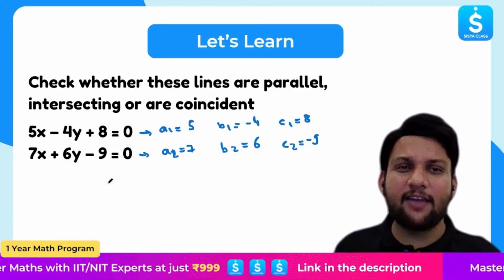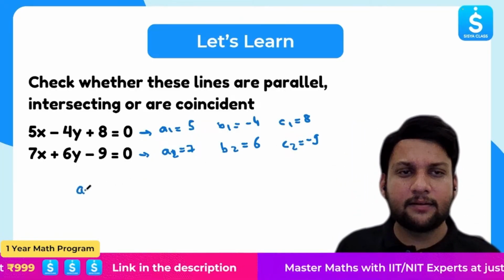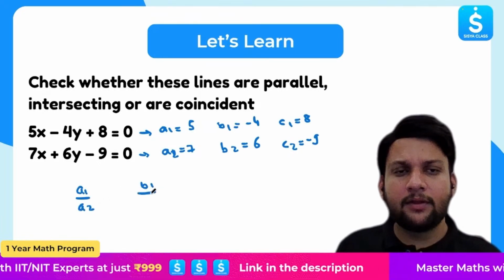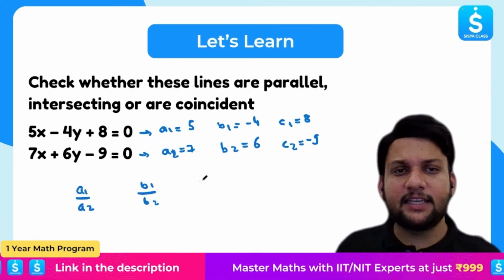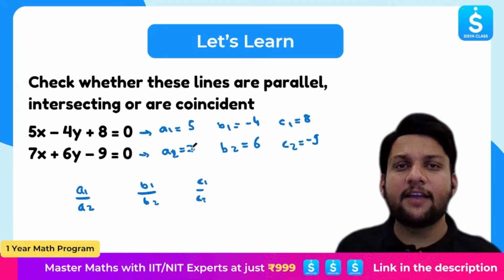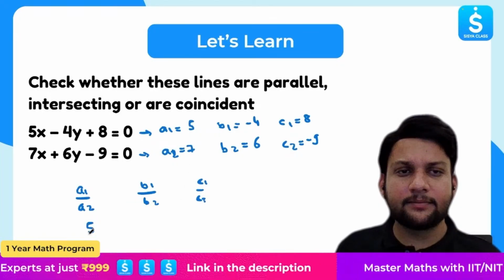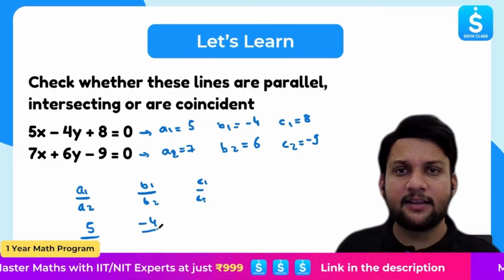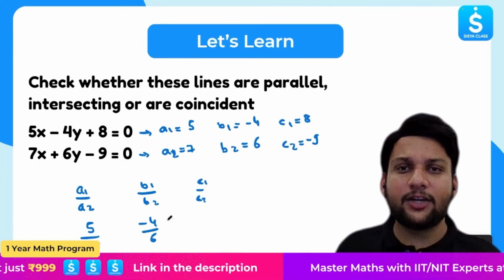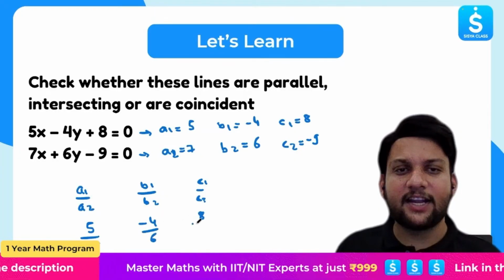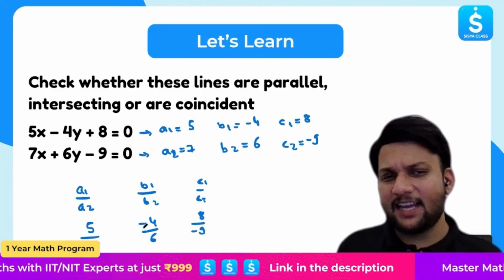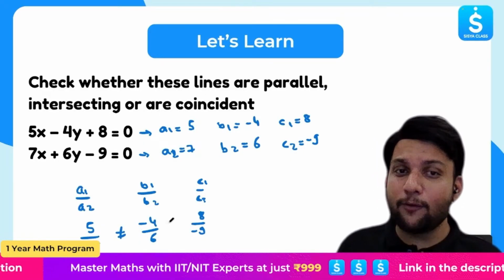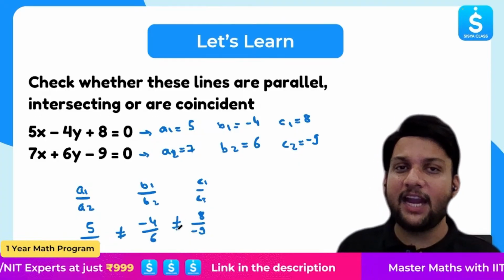All right, let's find the ratios. A1 over A2, we will also find B1 over B2, and C1 over C2. A1 over A2 is 5 by 7. B1 over B2 is -4 by 6. And C1 over C2 is 8 by -9. Can I say 5 by 7 is obviously not equal to -4 by 6, and -4 by 6 is obviously not equal to 8 by -9?